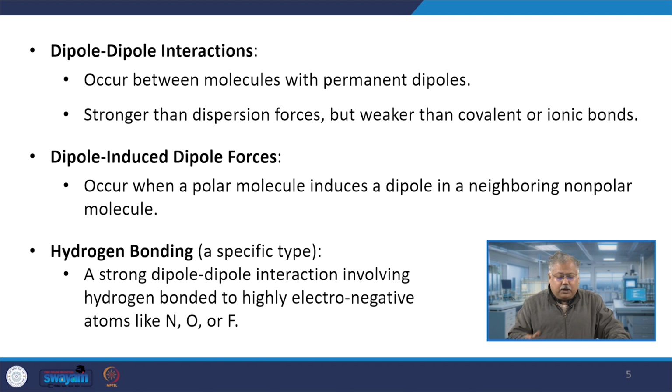When we come to dipole-dipole interactions, they occur between molecules with permanent dipoles. If you have two molecules with permanent dipoles, opposite dipoles will attract each other, and they are much stronger as compared to ordinary dispersion forces, but weaker than covalent or ionic bonds. So they are somewhere between the dispersion force and covalent bonding.